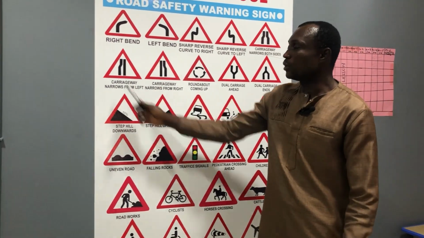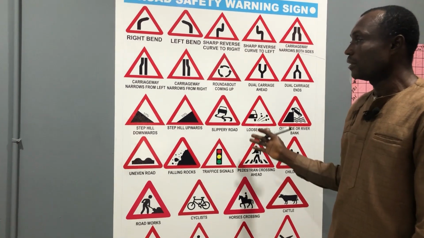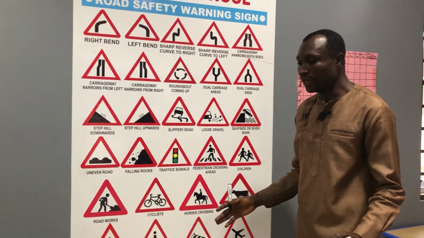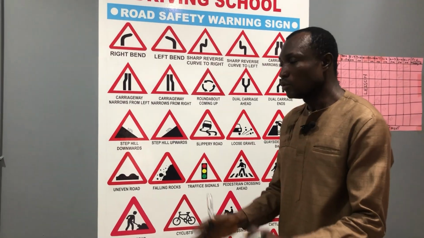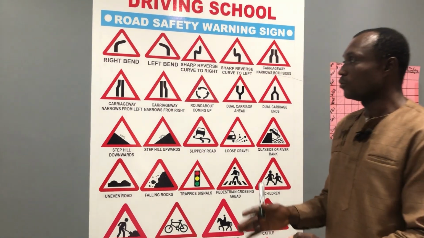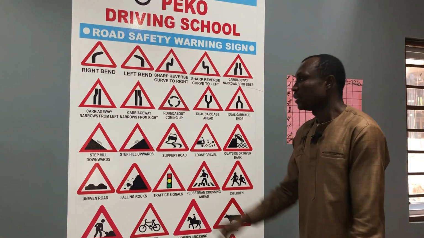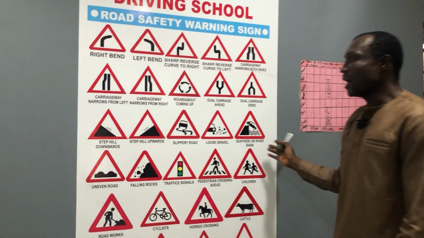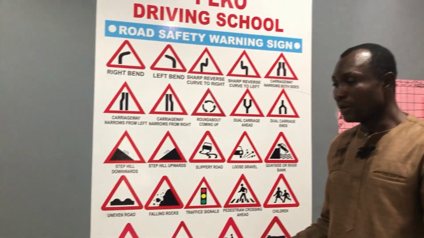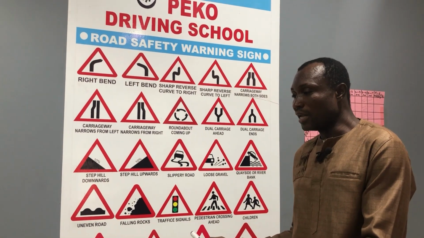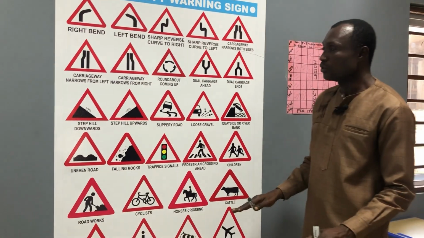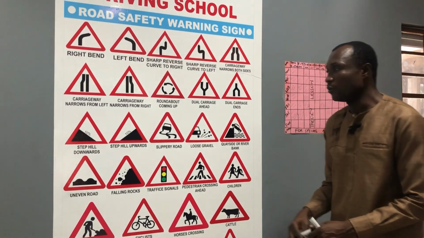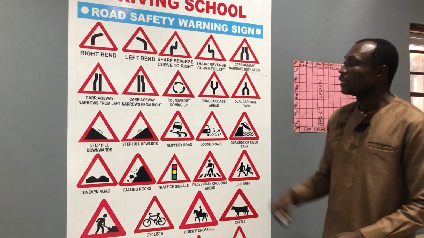Here, road narrow to the left and road narrow to the right. The road was bigger from the beginning. Now it becomes smaller to the left side. So reduce your speed in order to manage that narrow road. Road narrow to the right means that the road was bigger from the beginning. Now it becomes narrow or small to the right hand side. So you need to reduce your speed in order to share the road with others.